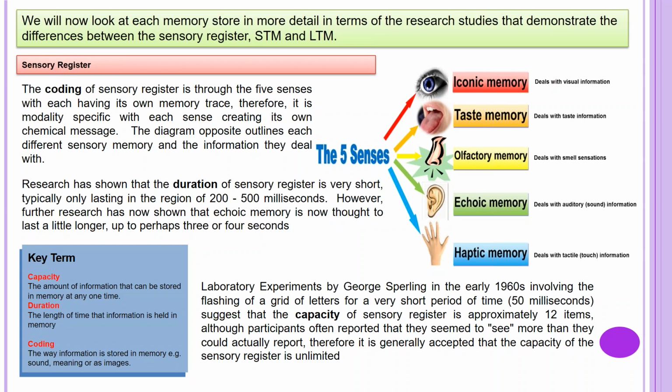Laboratory experiments by George Sperling in the early 1960s involved the flashing of a grid of letters for a very short period of time, 50 milliseconds. They suggest that the capacity of sensory register is approximately 12 items, although participants often reported they seemed to see more than they could actually report. Therefore, it is generally accepted that the capacity of the sensory register is unlimited. This slide has key terms, obviously, which we've covered already on what capacity, duration and coding means.